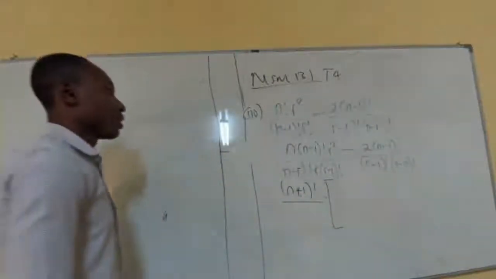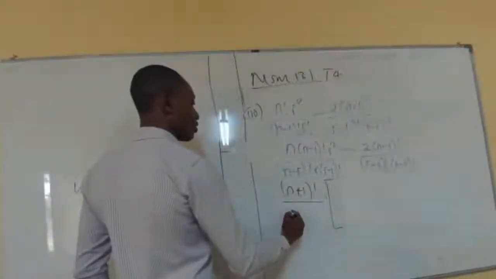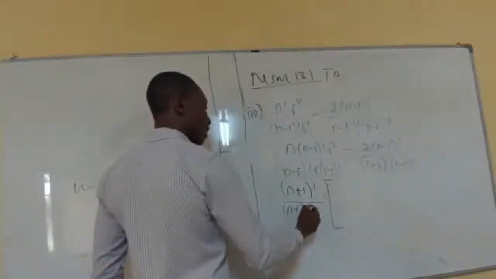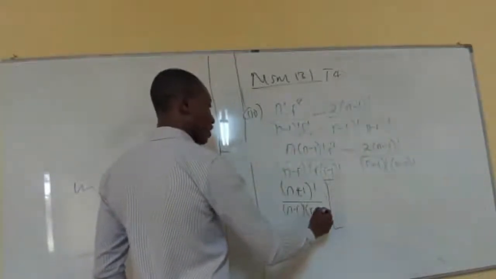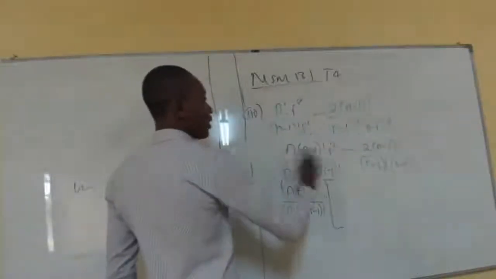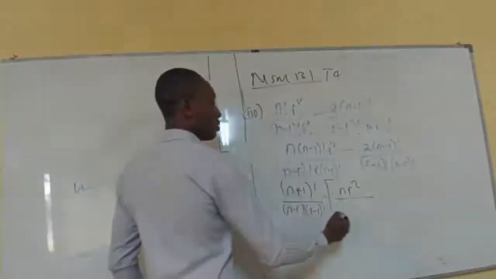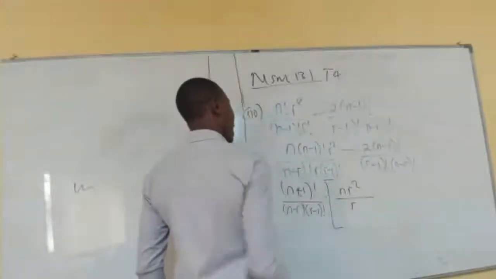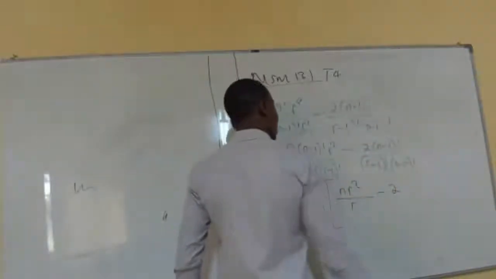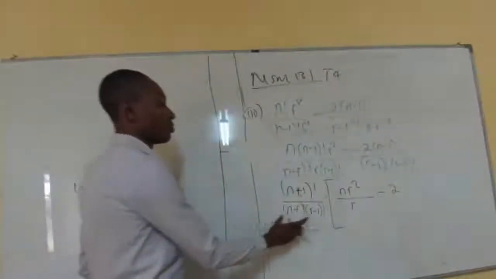Alright, so n minus r factorial is common and r minus 1 factorial is also common. So what remains on this side will be n r squared over, then in the denominator you're going to have r there, then minus, on the other side you are remaining with just 2, because I factored out with both of these.